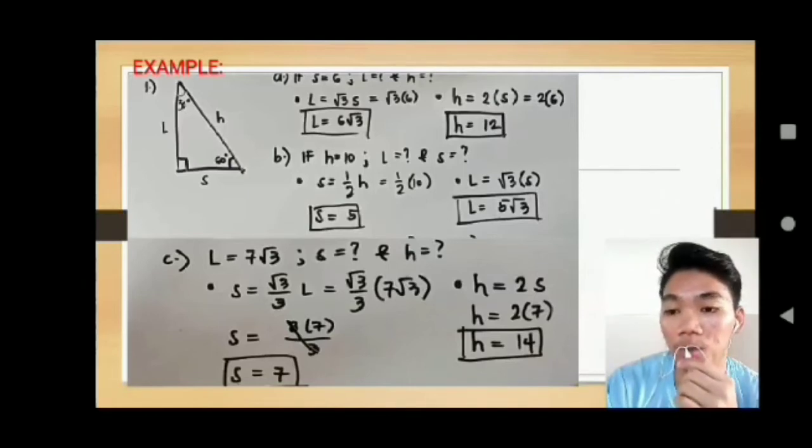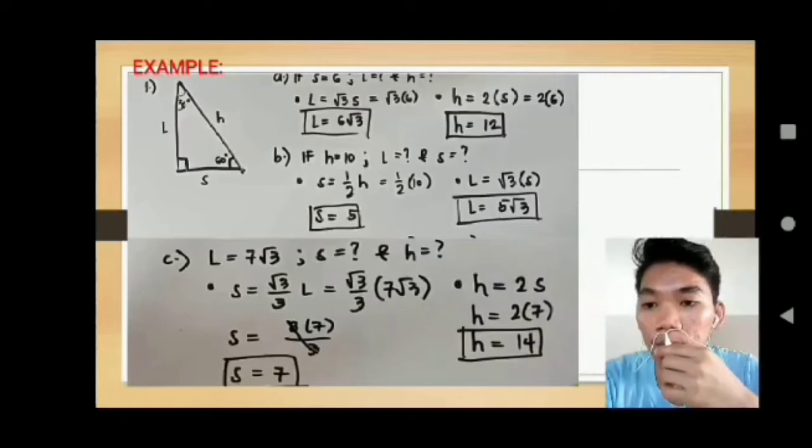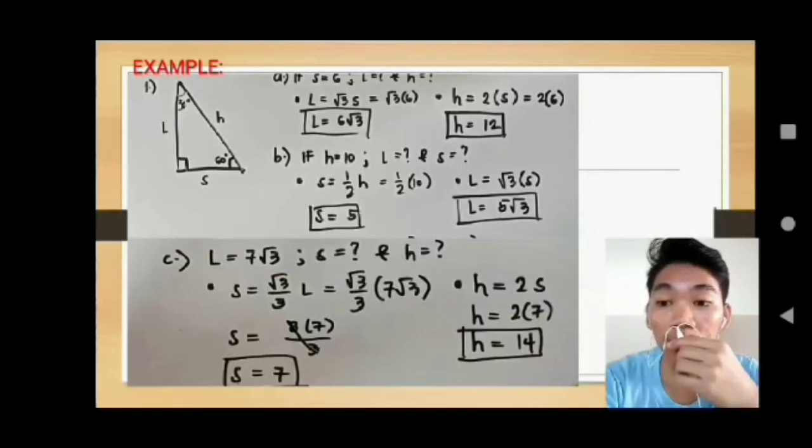Shorter leg is equal to square root of 3 over 3 times the leg. So, yung leg natin is 7 square root of 3. Shorter leg is equal to square root of 3 over 3 times the length. So, substitute lang natin yung L ng 7 square root of 3. Multiply natin siya sa square root of 3 over 3.